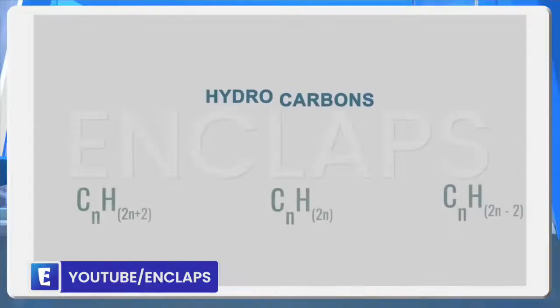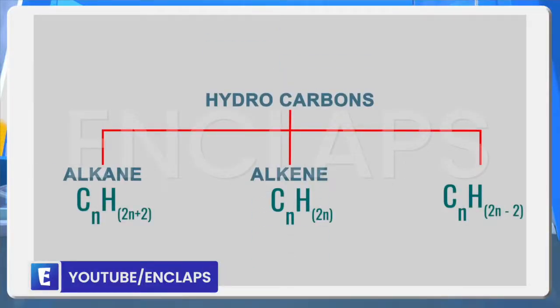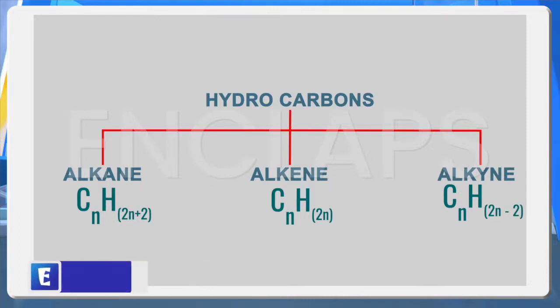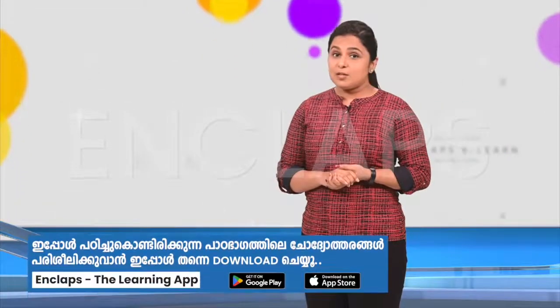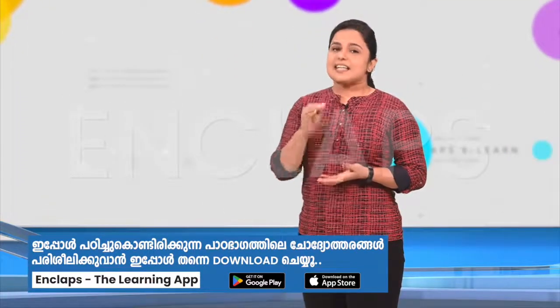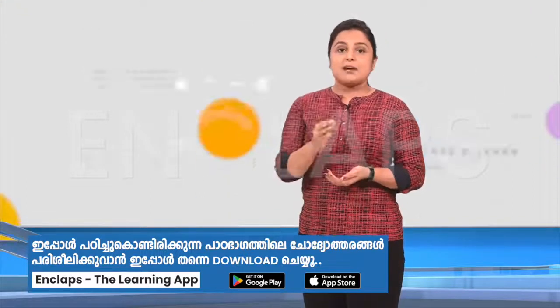So, what was our classification of hydrocarbons? Hydrocarbons can be classified into 3: alkanes, alkenes, alkynes. The general equation for alkane is CnH2n plus 2. For alkene, CnH2n. For alkyne, CnH2n minus 2. Don't you remember the naming of elements? Yes, in a similar way, we can name hydrocarbons.